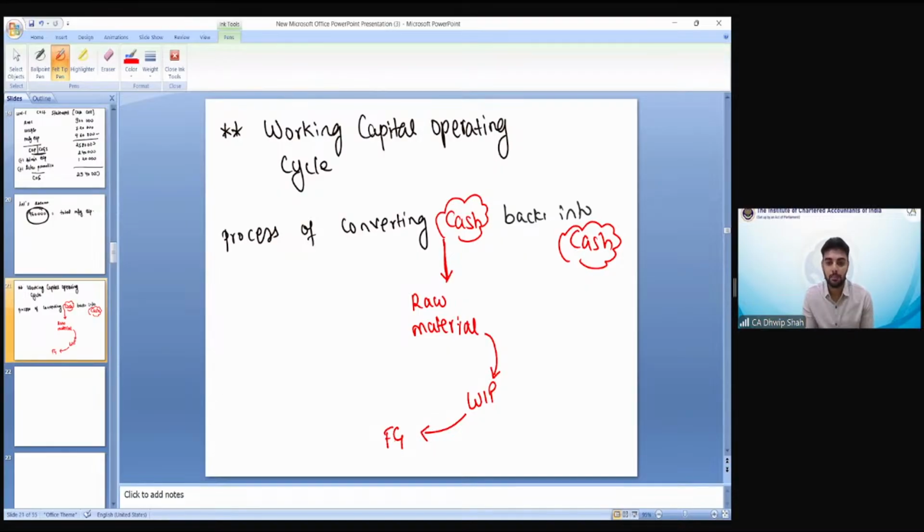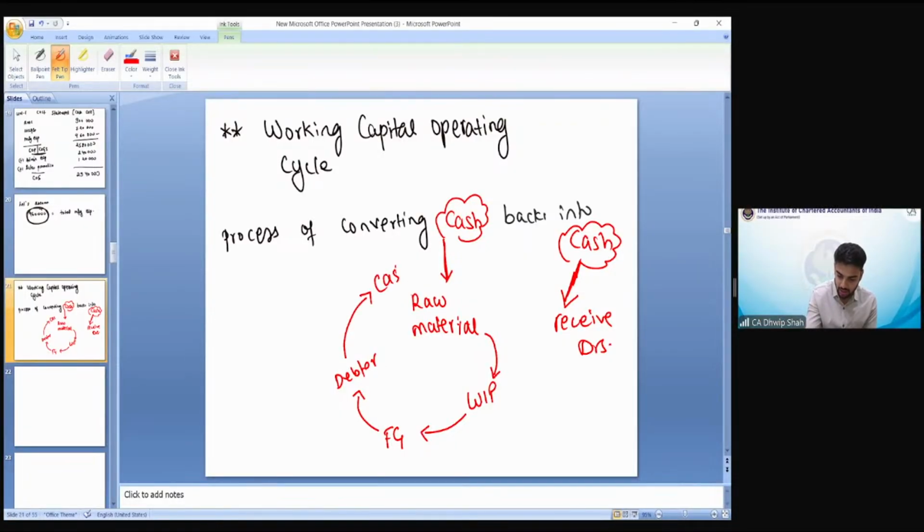Now once WIP gets converted into finished goods, फैक्ट्री के बाहर कस्टमर्स लाइन लगा के नहीं खड़े होंगे. I have to store it. I have to hold finished goods for some period. I have to keep it in stock for few periods. And after that, I will sell it to my customers, which is called debtors. And from that debtors, I will receive the cash. So this cash is that cash that you receive from debtors. Are you following? So process of conversion of cash back into cash.